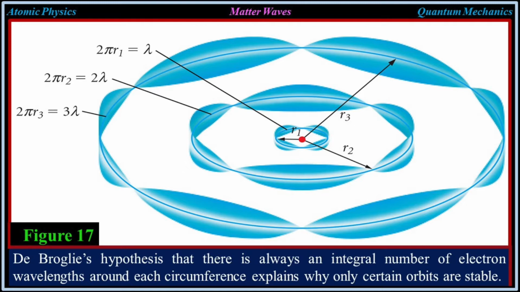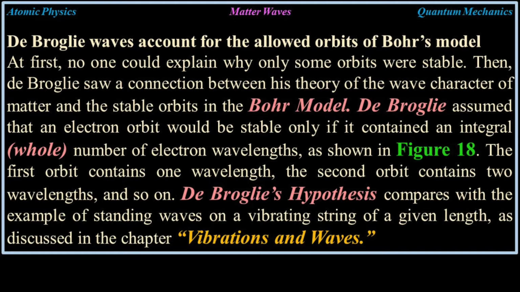De Broglie's hypothesis that there is always an integral number of electron wavelengths around each circumference explains why only certain orbits are stable. De Broglie waves account for the allowed orbits of Bohr's model. At first, no one could explain why only some orbits were stable. Then, de Broglie saw a connection between his theory of the wave character of matter and the stable orbits in the Bohr model. De Broglie assumed that an electron orbit would be stable only if it contained an integral whole number of electron wavelengths, as shown in figure 18.